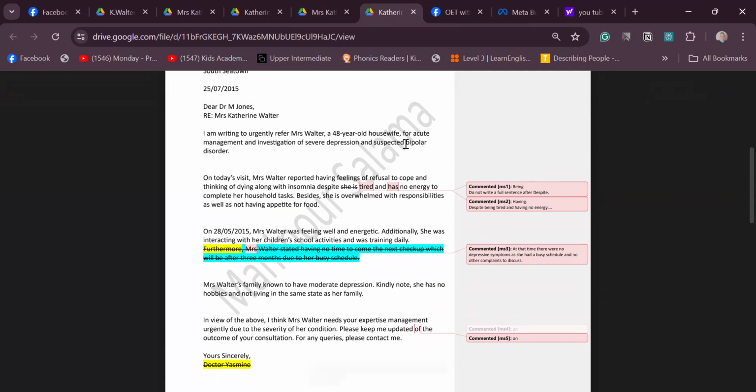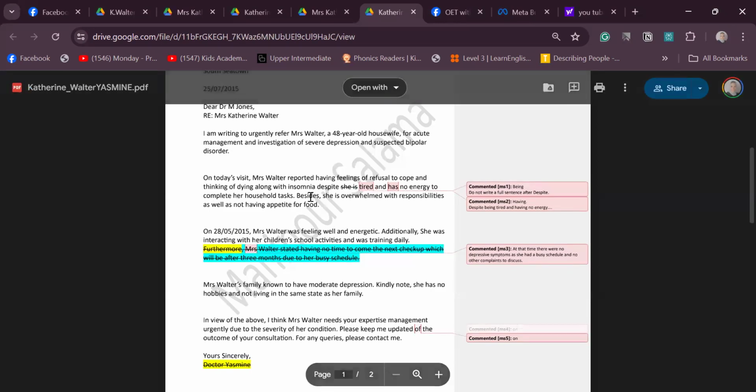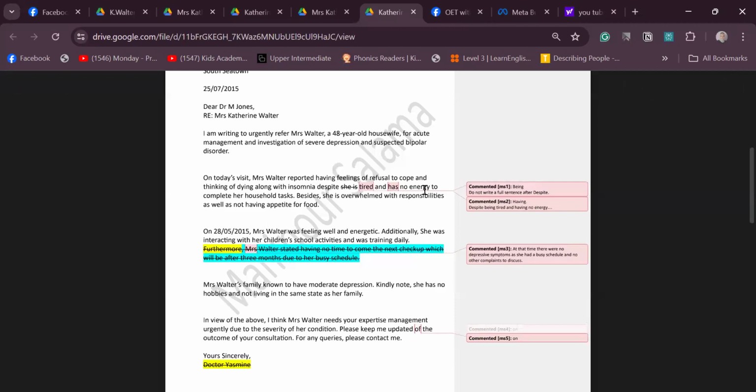It's really normal to have multiple medical issues. On today's visit, because I have a complete visit with symptoms, I will write it. She has, but write it in your own words, with medical English, reported having feelings of refusal to cope and thinking of dying along with insomnia, despite being tired and having lack of energy. And after you wrote the symptoms, okay, you will go flashback. Flashback to Mrs. Walter was feeling well and energetic. This is the information that he needs to know.